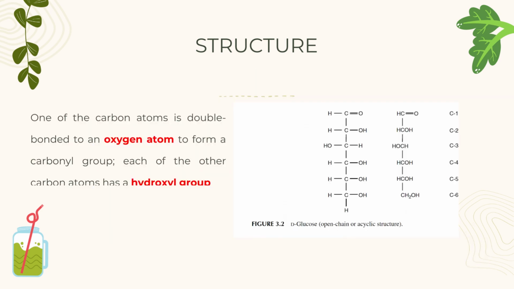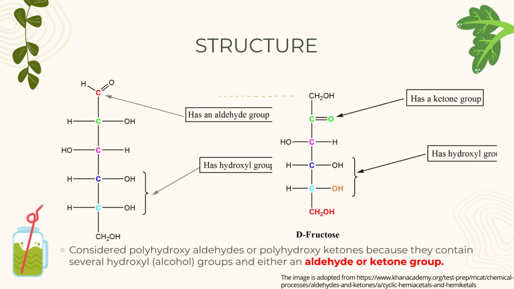Structure of monosaccharide. One of the carbon atoms has a double bond to an oxygen, so this is called a carbonyl group, and then it is a so-called aldehyde. The other carbons are attached to a hydroxyl group or an alcohol. It is considered as polyhydroxyaldehydes or polyhydroxyketones because they contain several hydroxyl groups in either an aldehyde or ketone group. Aldose means aldehyde sugar, while ketose means ketone sugar.